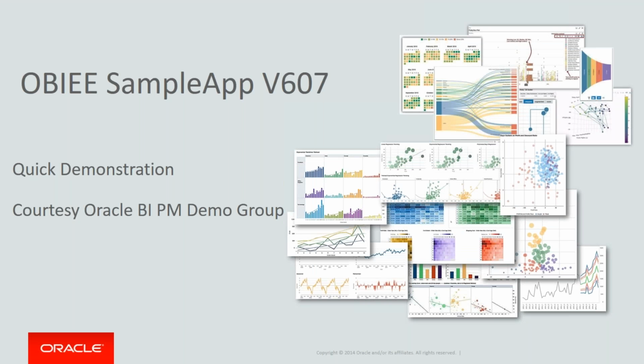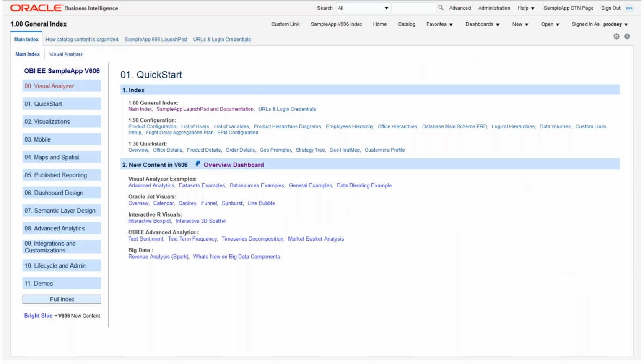We're using SampleApp as our platform for doing this. There's a new version coming out, version V607. And let me just dive in. I like to do this in general just to give you a sense of what we're looking at at the beginning of the presentation, so you see the platform that we use for this from SampleApp. So with that, let me go ahead and toggle over. You should be able to see the index for SampleApp and see what that looks like.